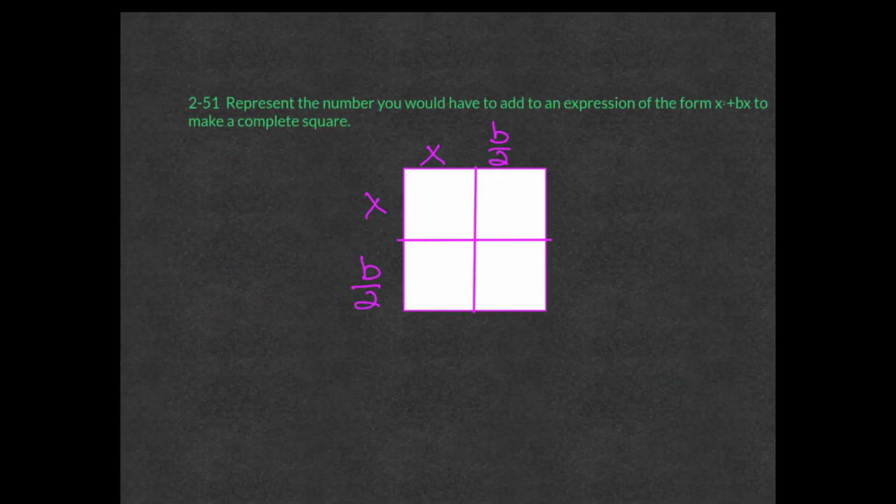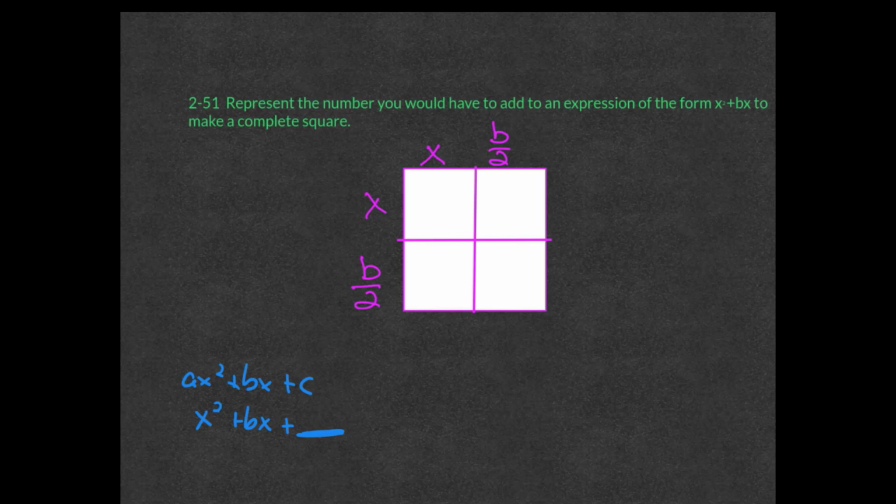Okay, so the box method was kind of used on this one as an example in the textbook, so I thought I would follow through with it because it'll help with what I've been teaching. But it says represent the number you would have to add to an expression of the form x squared plus bx. In other words, we're used to ax squared plus bx plus c. So if it's x squared plus bx, it means you're missing your c term.